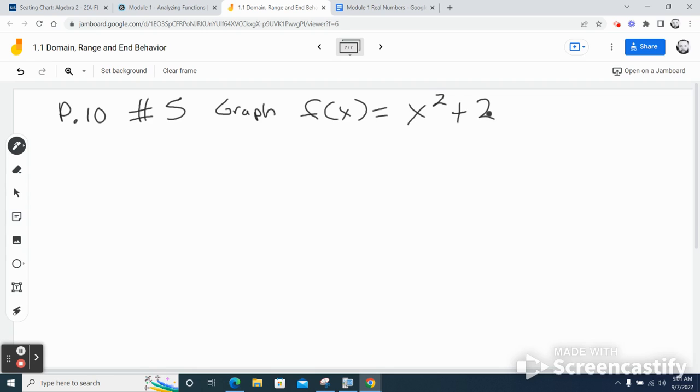And basically, just like all of our other problems, they want us to do two things. They want us to basically figure out what is the domain, right? And so this is your homework problem number 5 on page 10 from your textbook. And they want us to figure out what the range is, okay? So we got to look at the graph. The easiest way to figure out domain and range is to look at the graph. So first, let's do the graph.